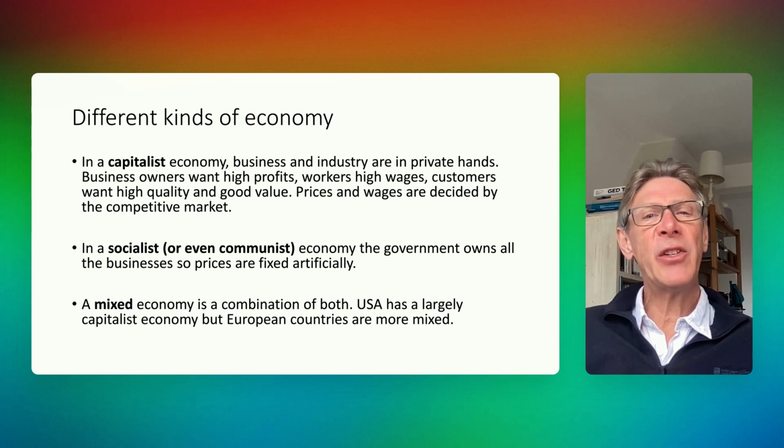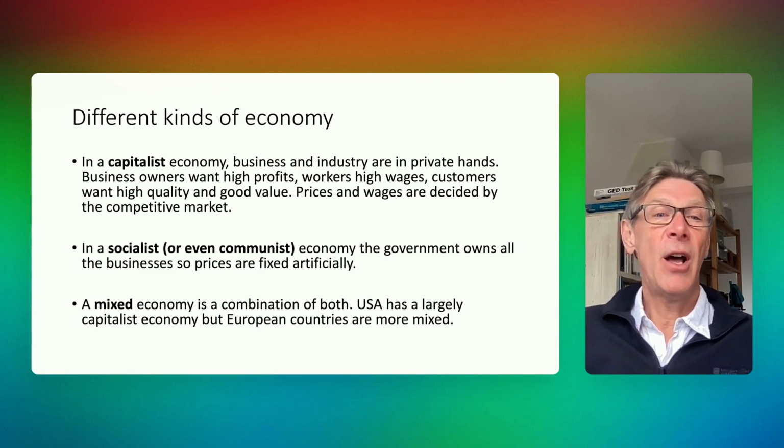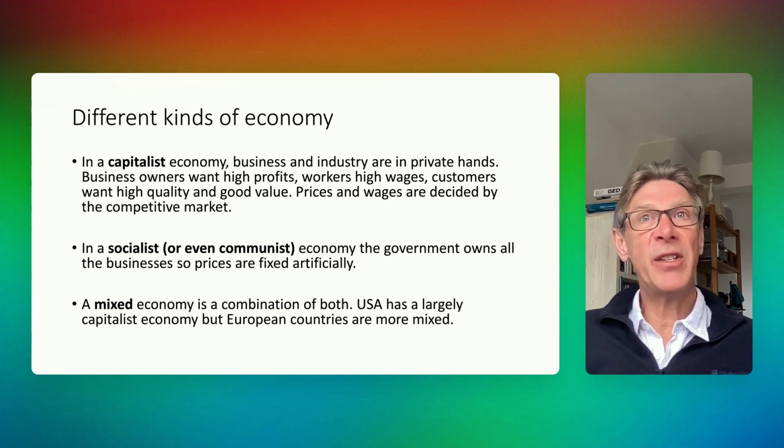A mixed economy is a combination of both. The US has a largely capitalist economy, but European countries can be more mixed. For example, in the UK, our health service is almost entirely owned by the government. And we have free health, and we pay for that with our taxes. A lot of our education is government owned as well, free education. You sometimes find in European countries that things like your electricity provider or your rail company could be owned by the government. But in European countries, most of the economy is more capitalist.